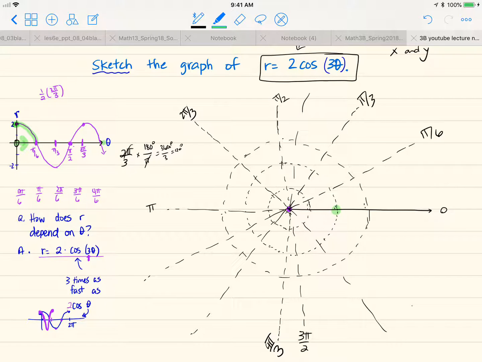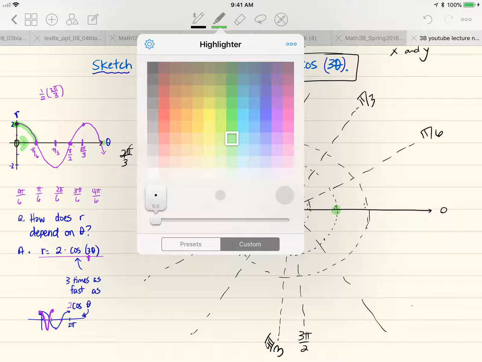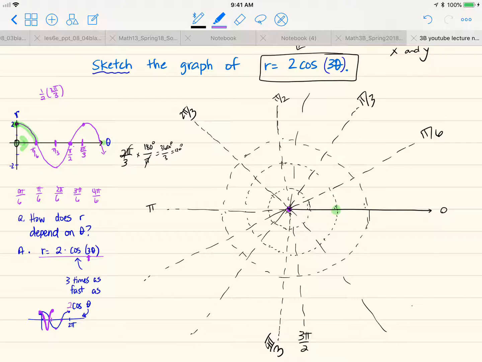Now, with my little marker here, I'm going to indicate the path or the trajectory of my particle. So the particle is going to start out 2 units. I kind of think of the pole as home base, right? So I start out 2 units away from home base, and then I'm coming in towards home. Okay, and I've got to be at home within pi over 6. So at pi over 6, I'm here.